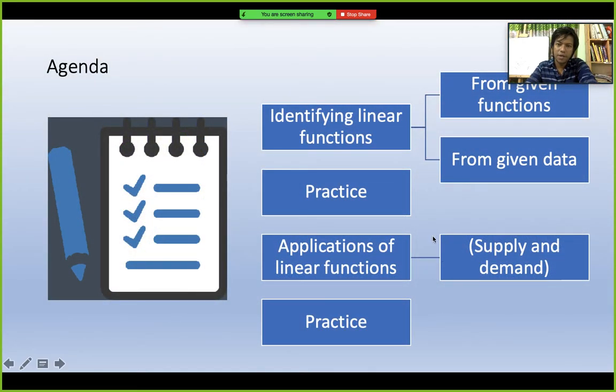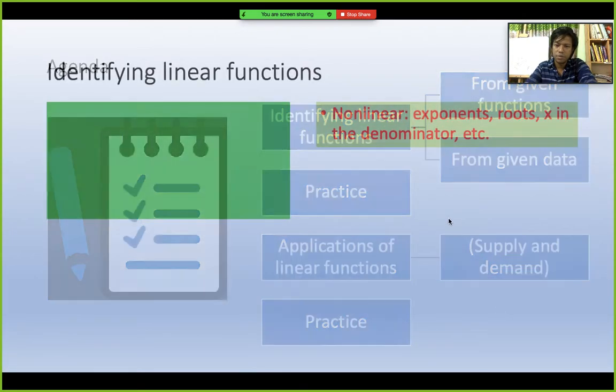So this is the agenda: identifying linear functions from a given function and from given data. Then application. One application is supply and demand related math. That one we will try to do.